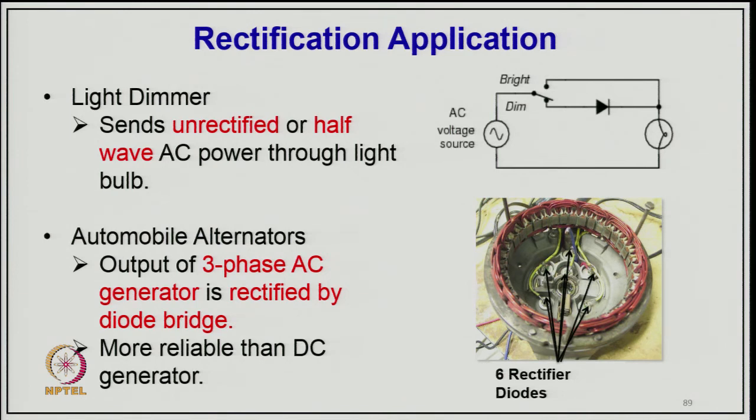Another application is automobile alternators, where the output of a 3-phase generator is rectified by a diode bridge. Earlier we were using the dynamo in automobiles, but now we are using AC generators, which are mostly brushless generators with permanent excitation. So, you get longer life and no maintenance requirement. But we have to rectify this variable AC voltage which we get from the 3-phase permanent magnet alternator. For that we again use the 6 diode rectifier, which is more reliable than the DC generator.